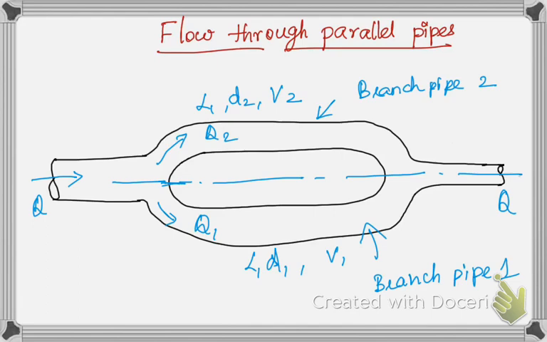So the rate of flow Q will be equal to Q1 plus Q2 here, because the same amount of Q entering is getting branched into two parallel pipes. But in the case of pipes in series or compound pipes, the discharge is going to be the same in all the pipes. But in the case of parallel pipes, Q will be equal to Q1 plus Q2, and if 2 or 3 more branches are included, then Q will be equal to Q1 plus Q2 plus Q3 plus Q4 and so on, according to how many branch pipes are added.